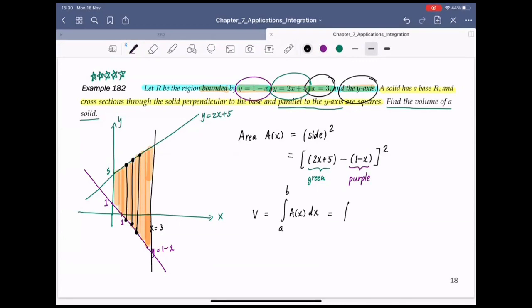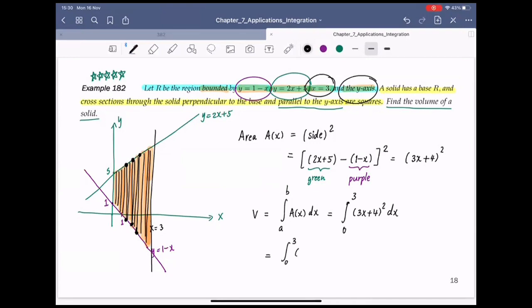All right, let's put that inside. I'm going to simplify first, so we get (3x plus 4) squared. I'm going to integrate (3x plus 4) squared dx from a to b. So what are my a and my b? I have to think about what is the first x value that I cut here. The first x value that I cut is 0. The last x value where I draw the vertical line is x equals 3. So it's going to be 0 to 3. If I integrate that, I'm going to get the answer I want.